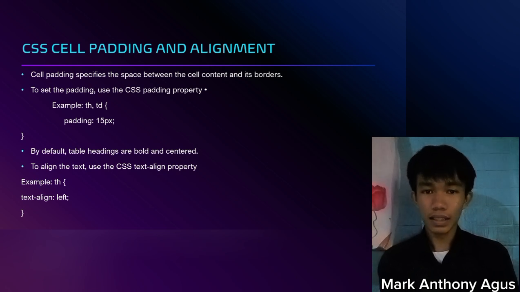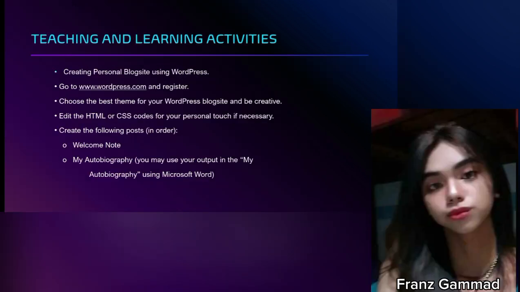The CSS text-align property is used to align the text inside the table heading to the left. The example code sets the text alignment for table heading to the left.